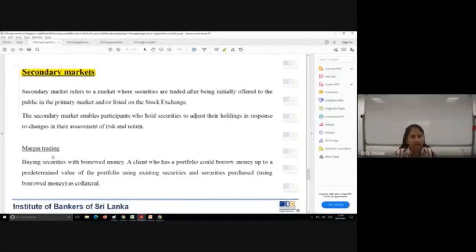The secondary market enables private participants who hold securities to adjust their holdings in response to changes in their assessment of risk and return. Now, in a secondary market, how this trading works is it's purely based on their own risk and return assessments.